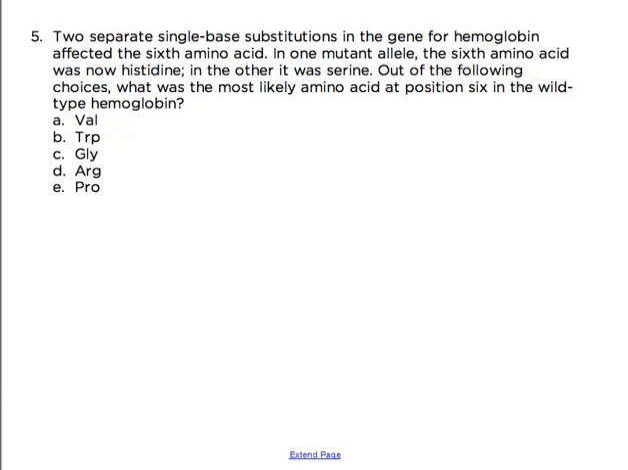Okay, so this is another question that's going to require us to compare and contrast codons and the nucleotide sequence of those codons. So let's just highlight a few things we want to remember. First of all, the mutants come from two separate single base substitutions, and then one mutant gives a histidine as the sixth amino acid, and the other gives a serine at the sixth amino acid. So we can write M1 for mutation 1 gives histidine, and M2 gives serine.